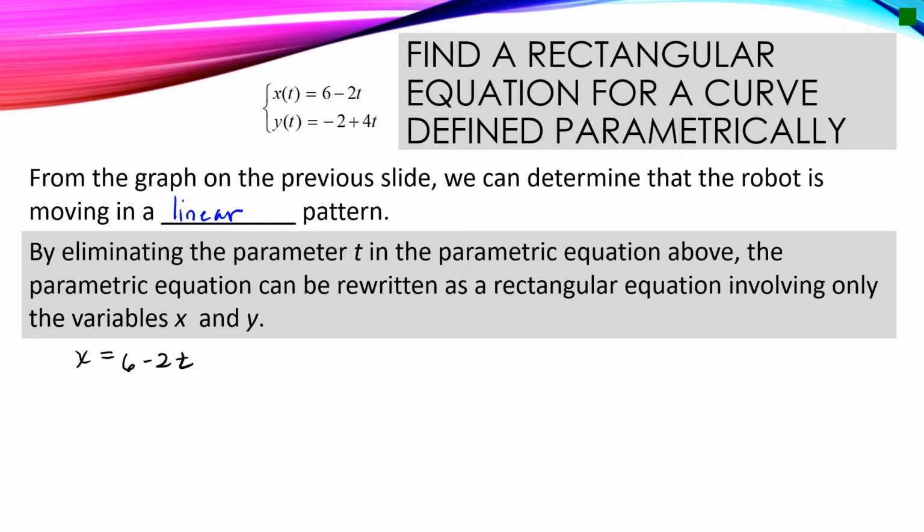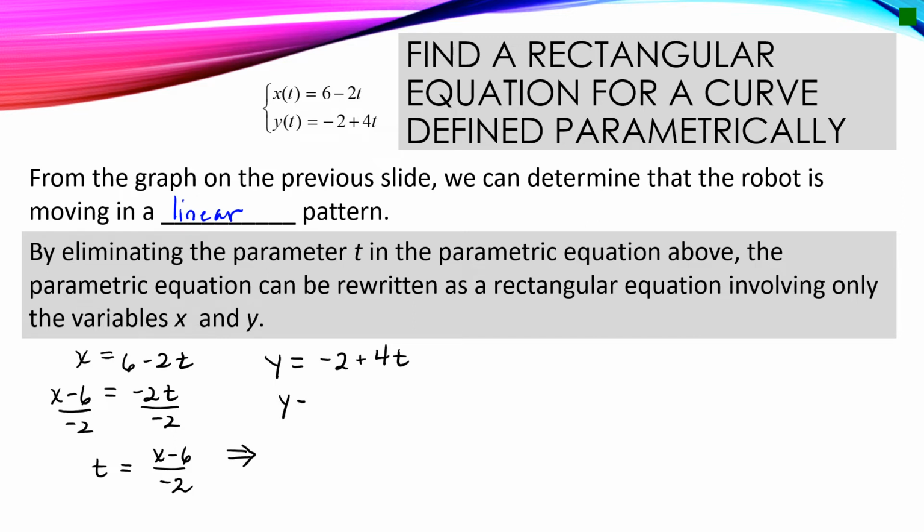And because y also is in terms of t, what I'm going to do to try and eliminate the t variable is solve one of these equations for t and then substitute it into the other. I'm sure you've done something like this in a past math class, but maybe not quite like this. So I'll subtract 6 from both sides. I'll get x minus 6 equals negative 2t. I'll divide by negative 2, and so I end up with t equaling x minus 6 over negative 2.